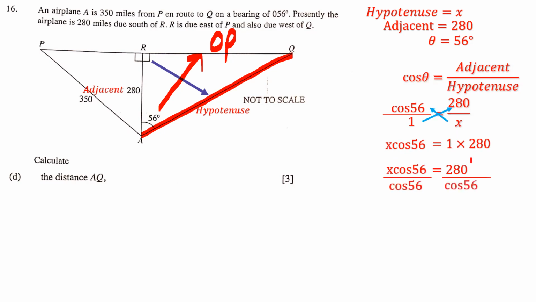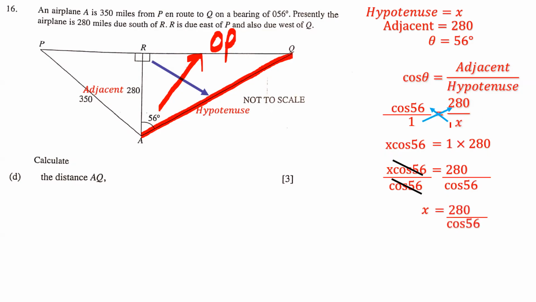What have we done here? I just want X. So because I just want X, I'm going to divide both sides by cosine of 56, because I want to get rid of this cosine of 56. Those two cancel out, and I'm just left with X equal to 280 divided by cosine of 56.